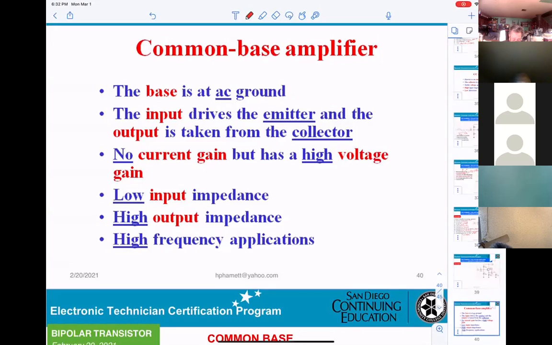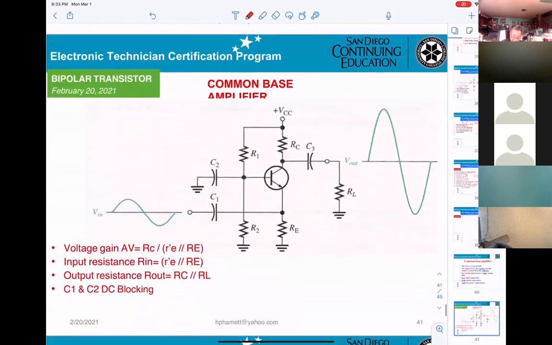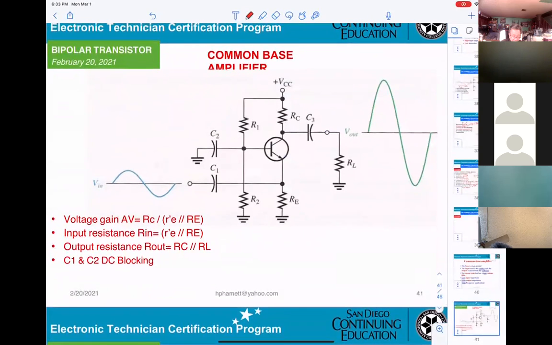Input by the emitter and output from collector. No current gain, but high voltage gain. Low input impedance, high output impedance. High frequency application. You can read that. Okay, I quickly go here.